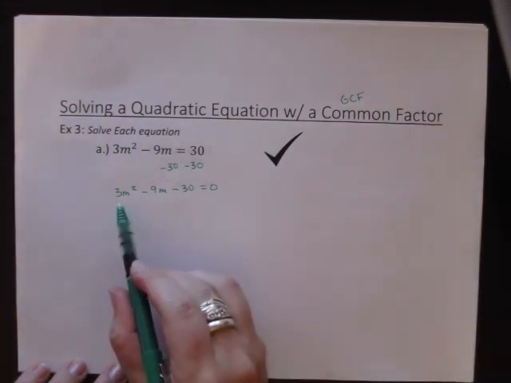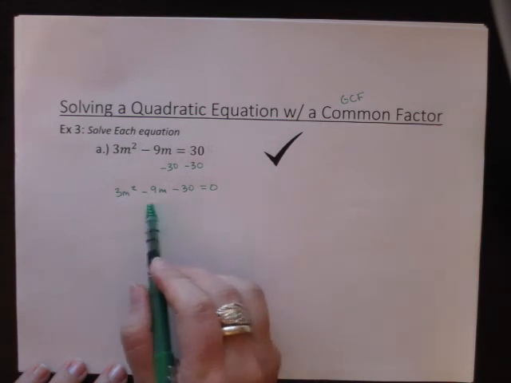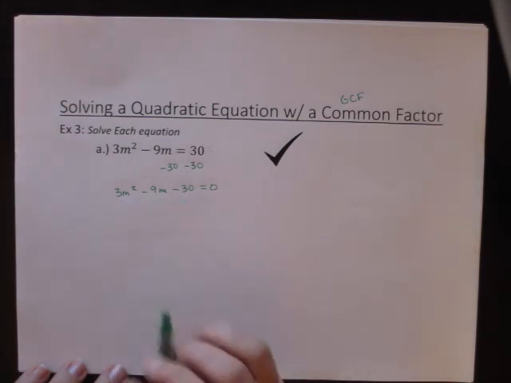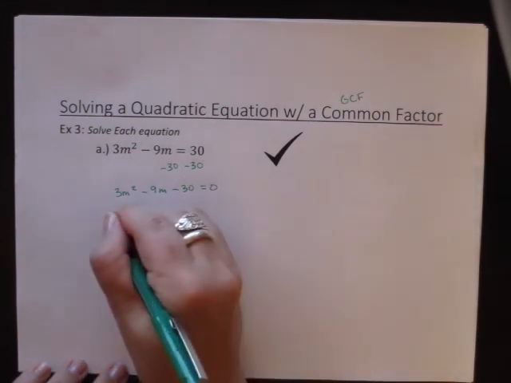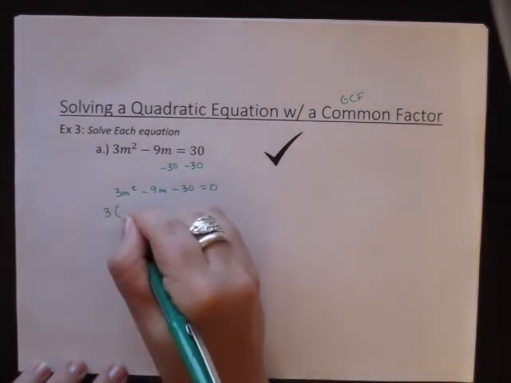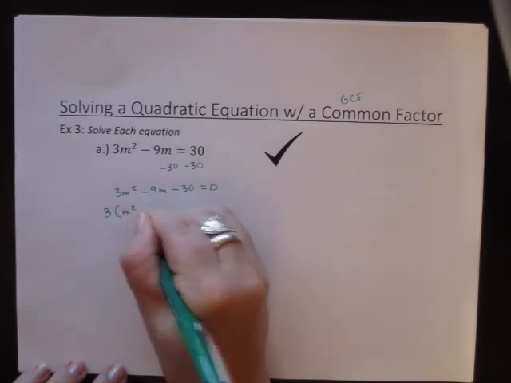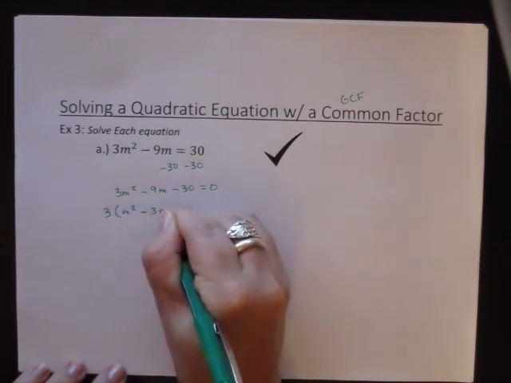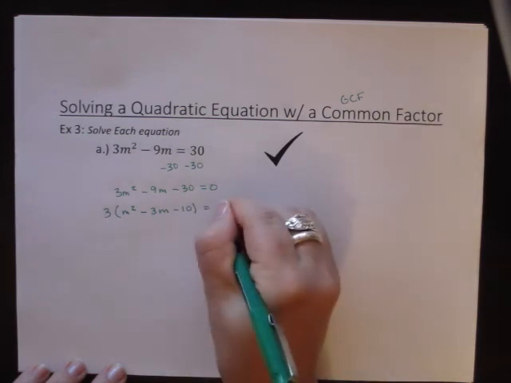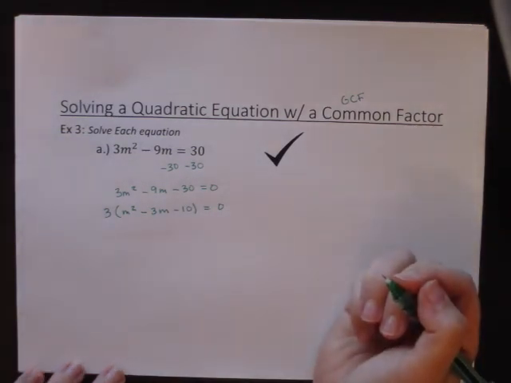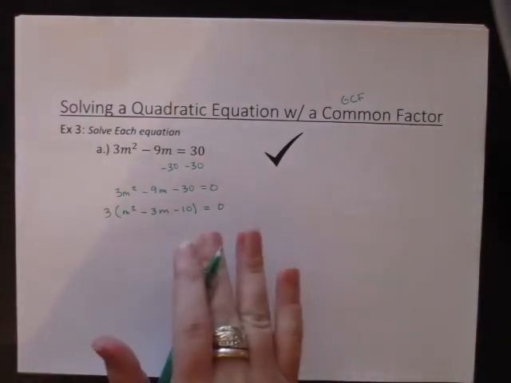So now what I see is I've got to see if I can pull out a GCF, which I have: a 3, a 9, and a 30. So absolutely I can pull out a GCF, and the GCF that I can pull out is going to be a 3. So when I pull out a 3, I'm going to be left with m squared minus 3m minus 10 equals 0. Okay, so I just made it a lot easier for myself.